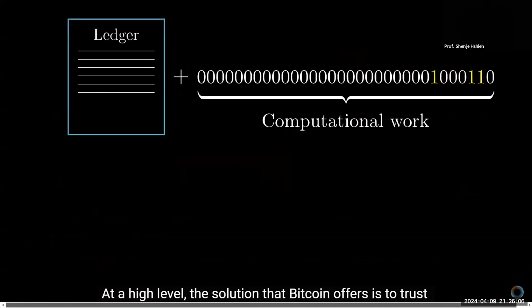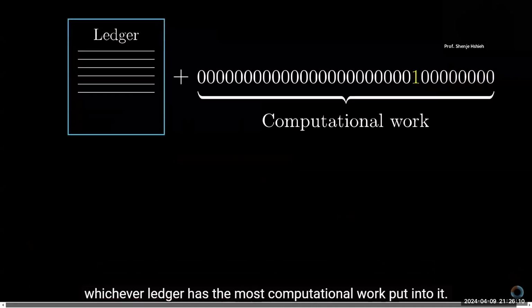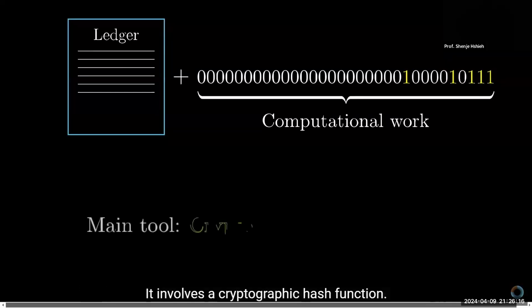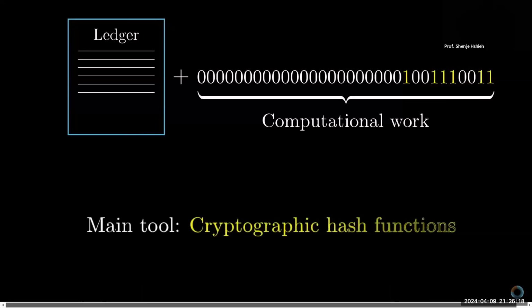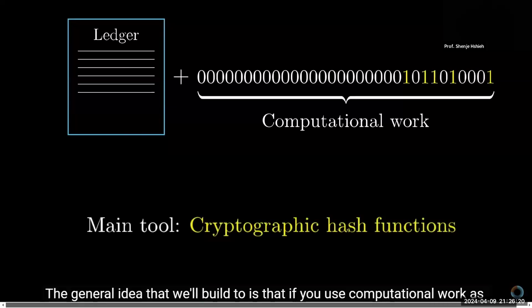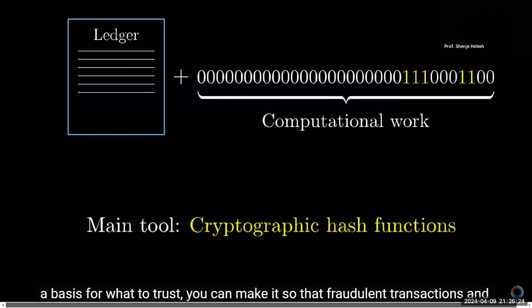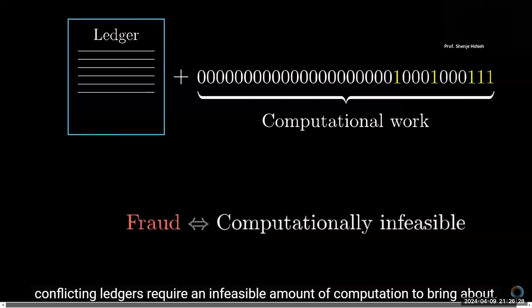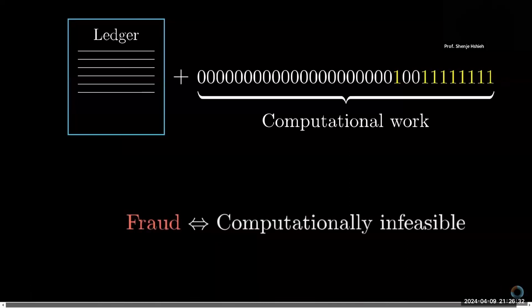At a high level, the solution that Bitcoin offers is to trust whichever ledger has the most computational work put into it. I'll take a moment to explain exactly what that means. It involves this thing called a cryptographic hash function. The general idea is that if you use computational work as a basis for what to trust, you can make it so that fraudulent transactions and conflicting ledgers would require an infeasible amount of computation to bring about.